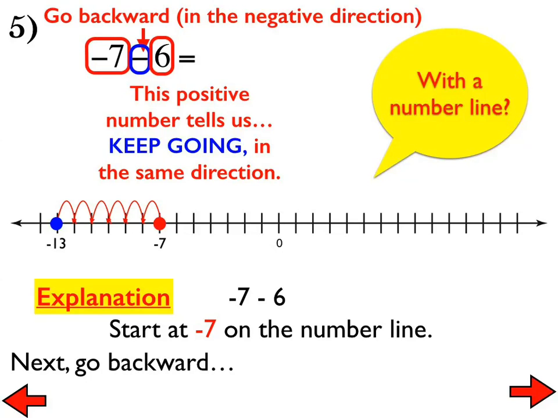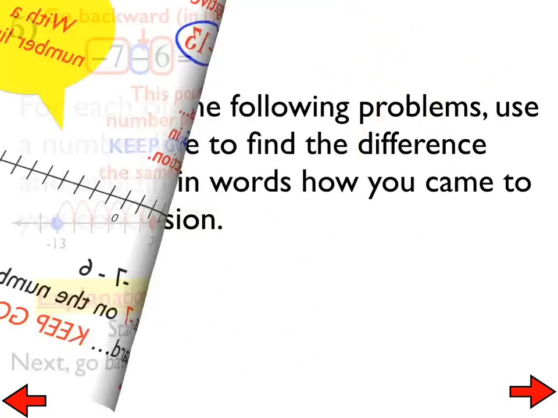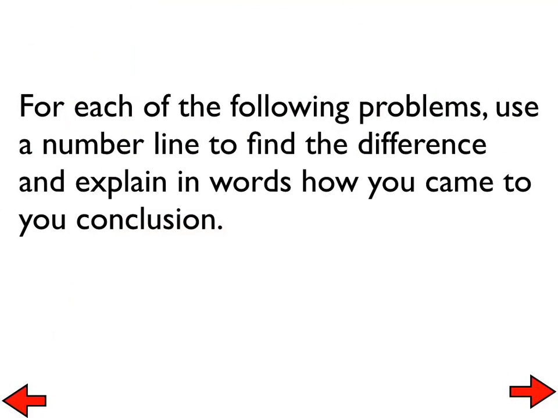Okay. Now, we're getting ready to do our shoulder partnering part. For each of the following problems, use a number line to find the difference and explain in words how you came to your conclusion. Now, we'll do our normal thing. The 1s will take the odd number problems. The 2s will take the evens. So go ahead and first, by yourself, solve number 6, 7, and 8, and then we'll do the shoulder partnering thing, okay? I'll give you about a minute and a half to do that.